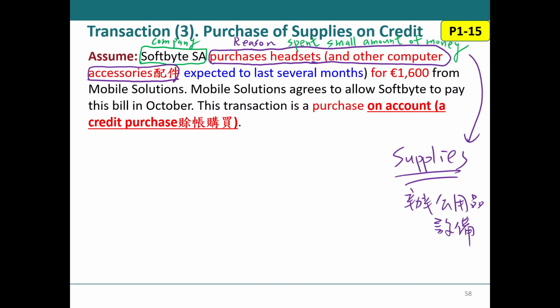Did you pay the money yet? You didn't pay the money. Which word told you that you didn't pay the cash yet? Remember, on account, on credit, means you didn't pay the cash.